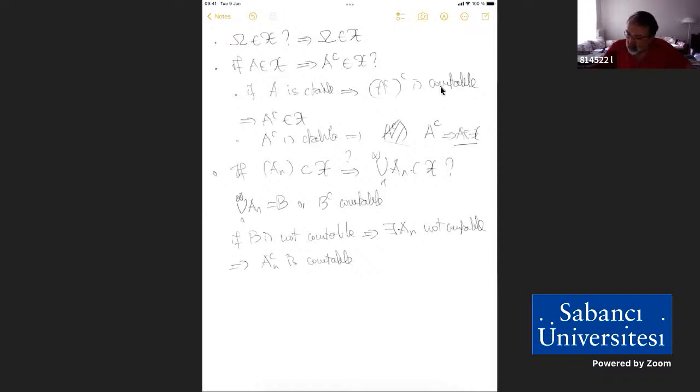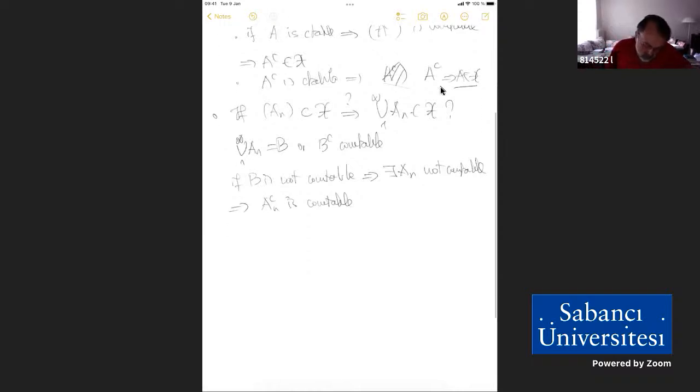Well, let me maybe take the intersections, since I can show that if the intersection is again in X, it is the same thing. Intersection is easier because let B be the intersection of the A_n from 1 to infinity. I have to show that either B or B complement is countable. So if B is not countable, this implies that no A_n is countable. So this implies that all the A_n complements are countable.